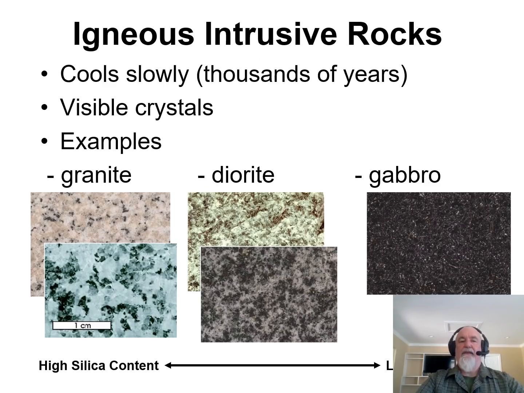So some typical igneous intrusive rocks here. Granite, lighter in color when compared to gabbro. Lots more iron and magnesium content here. So again, high silica content to low silica content. There should be a one arrow direction here, not two.